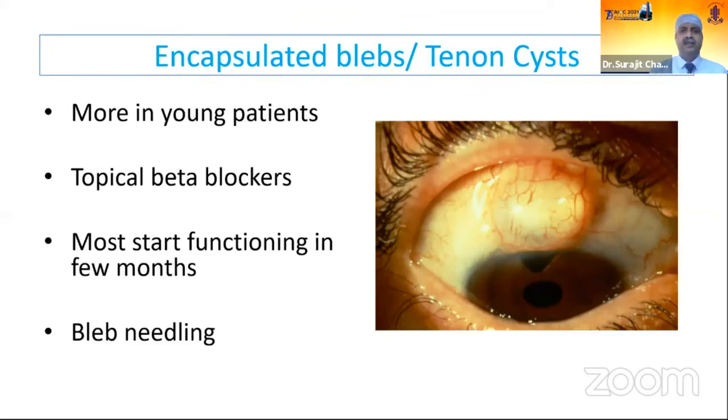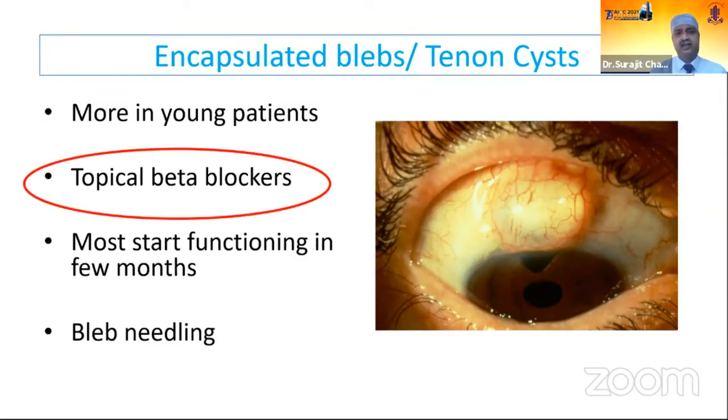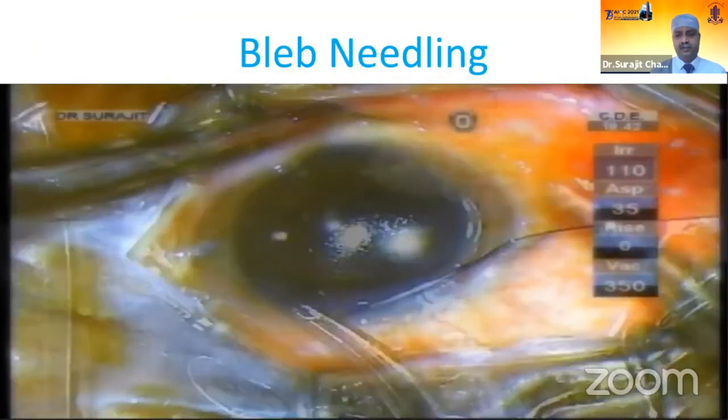The other problematic feature in the postoperative period is an encapsulated bleb. It is more common in young patients. Topical beta blockers or aqueous suppressants are of some help. Most start functioning in a few months. If not, then bleb needling has to be done. This is how you do a bleb needling.